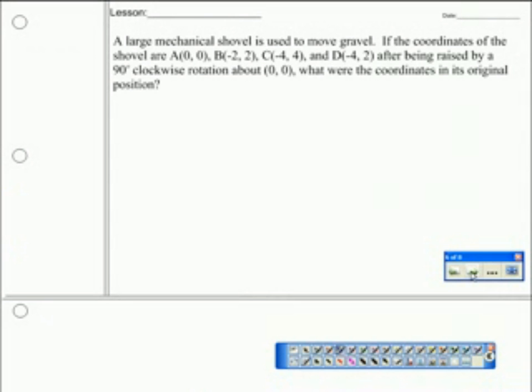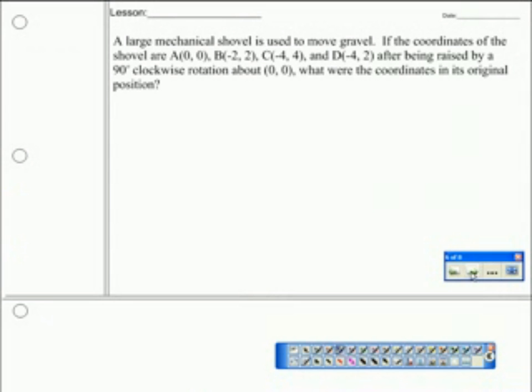We could also use the rules given something like this to figure out the original, correct? How would we do that? If we're given the coordinates after the rotation, how could we figure out the original coordinates? Yeah, reverse the rule, right?